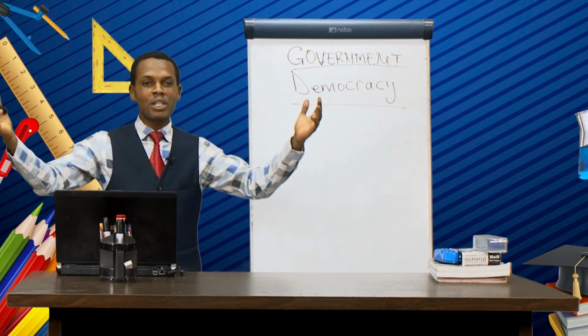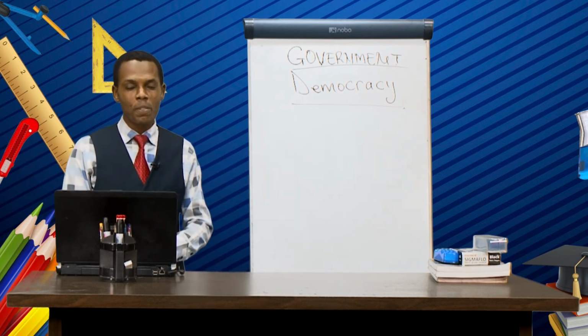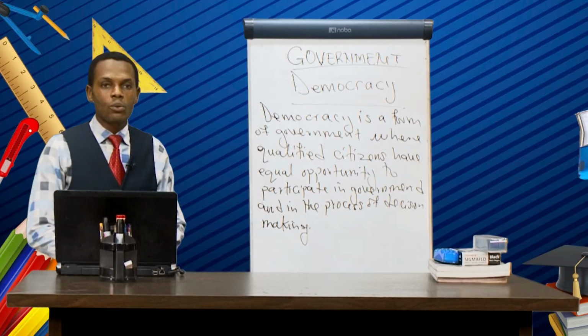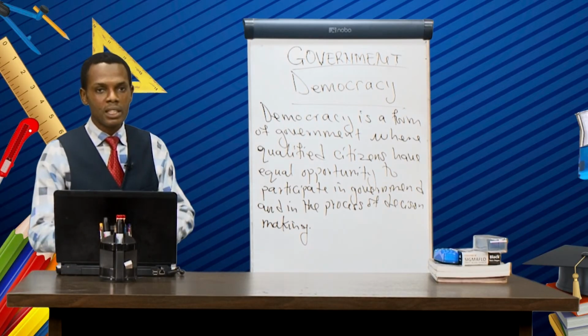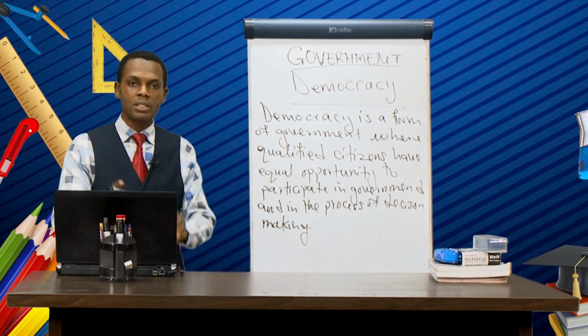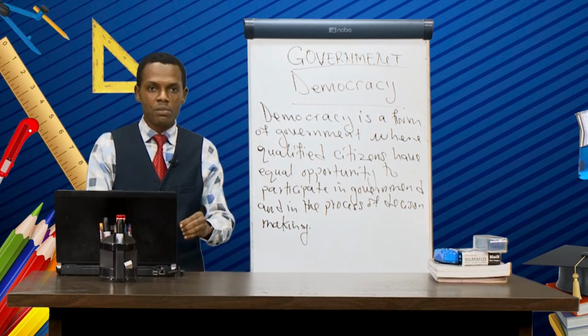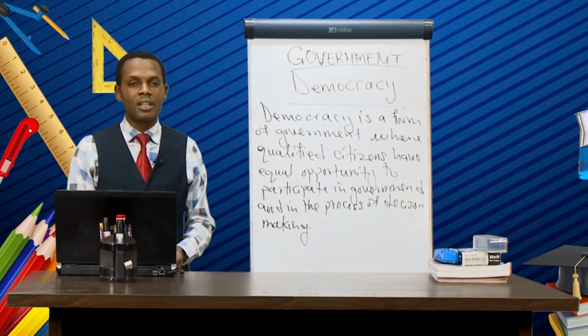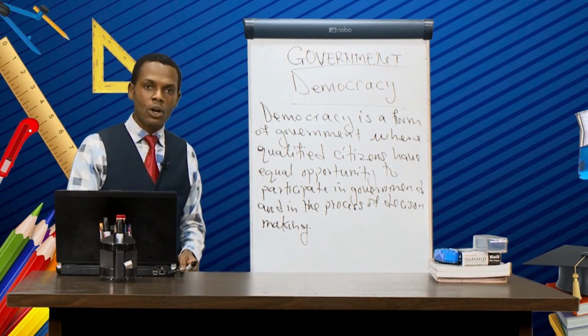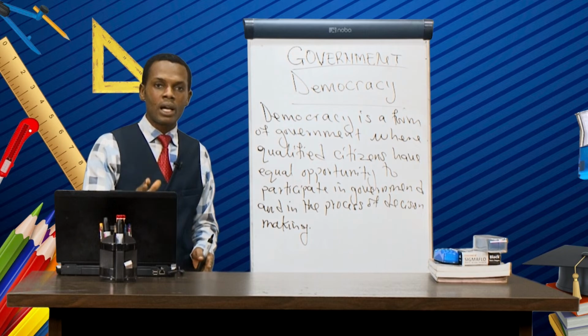But now I want to look at it in the bigger way. What is then democracy? Democracy can be defined as a form of government where qualified citizens have equal opportunity to participate in government and to take part in the process of decision making. What we mean by this definition is that democracy is that form of government that gives opportunity to everybody that are qualified to participate in government and to take part in the process of decision making. Like in Nigeria, the qualification we are talking about is age and sound mind. You are up to 18 years, and you are of sound mind.